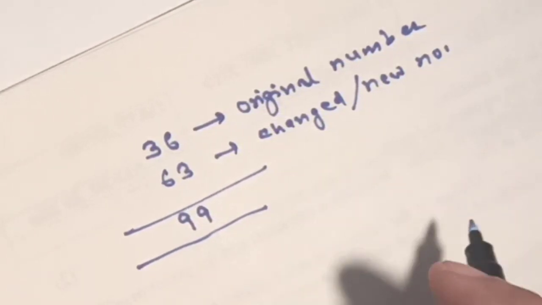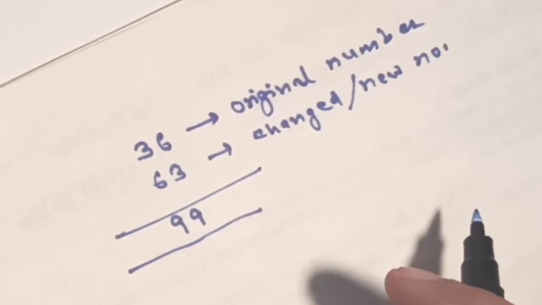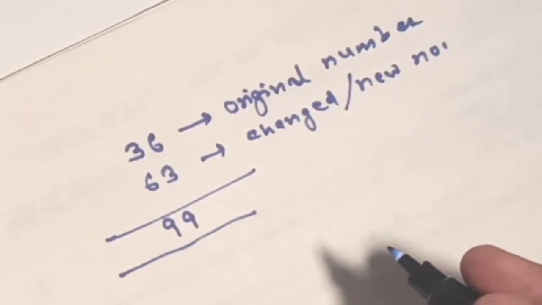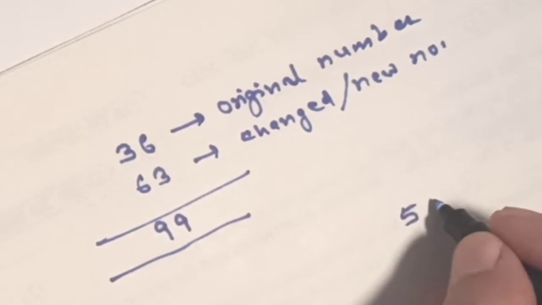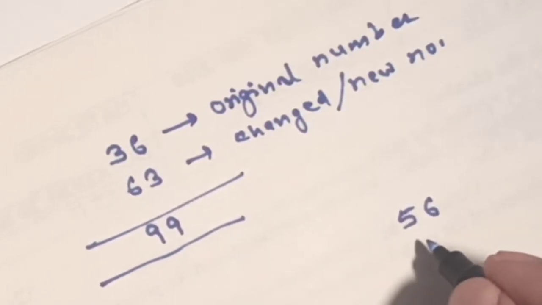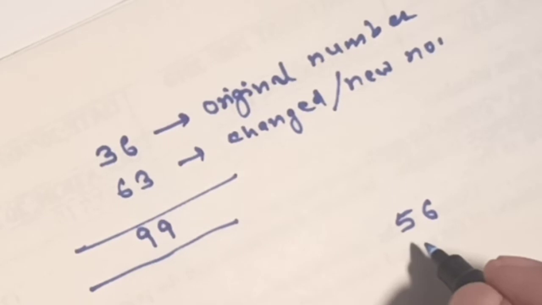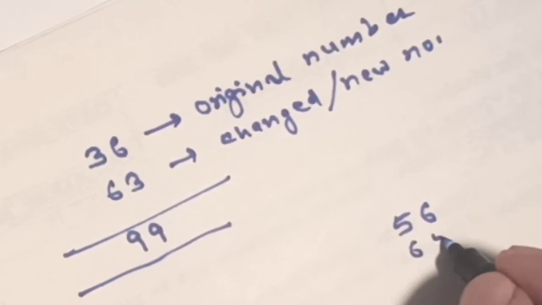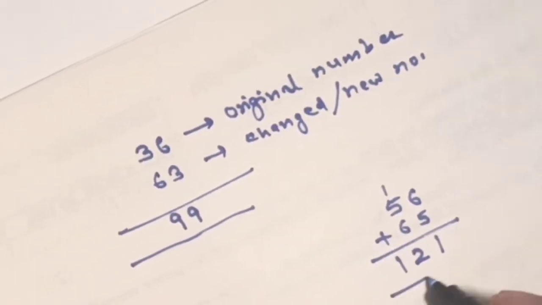So suppose I give you another question. The number is 56. New number by interchanging the digits will be 65 and the total will be 121.